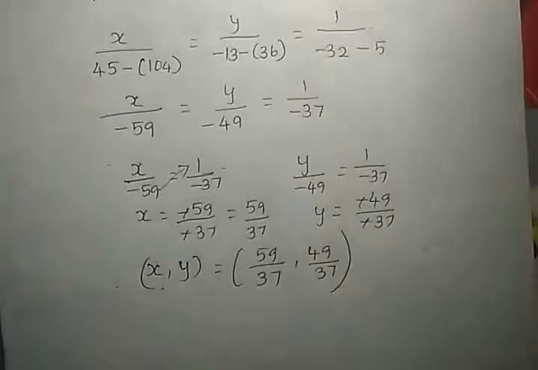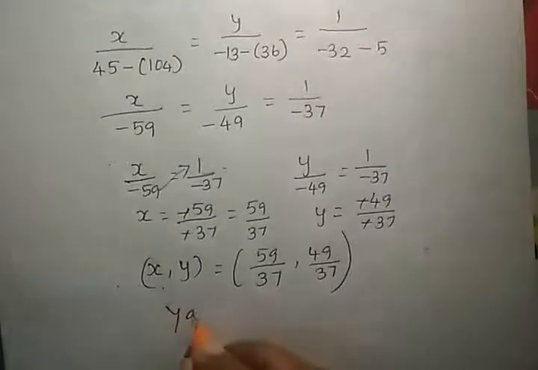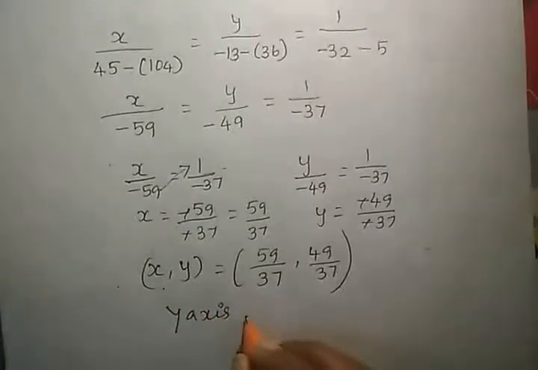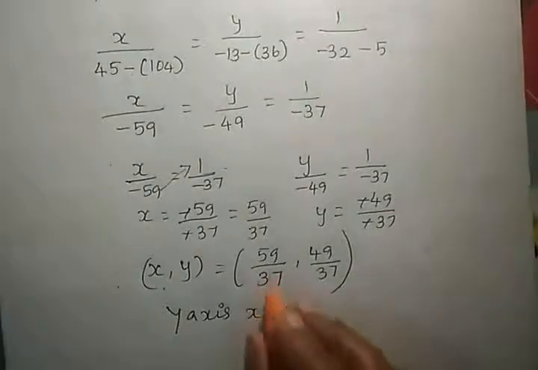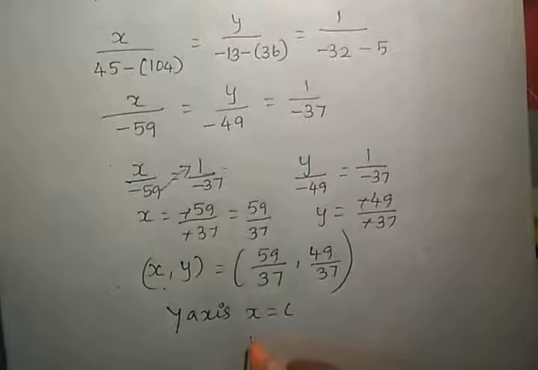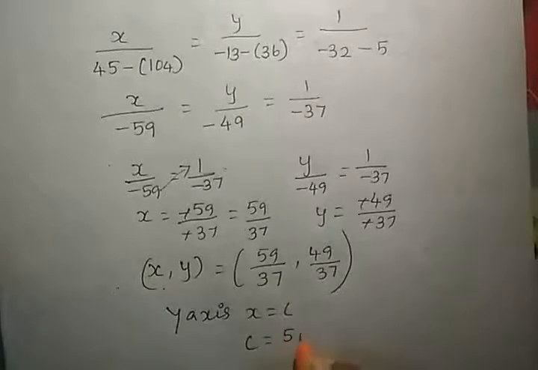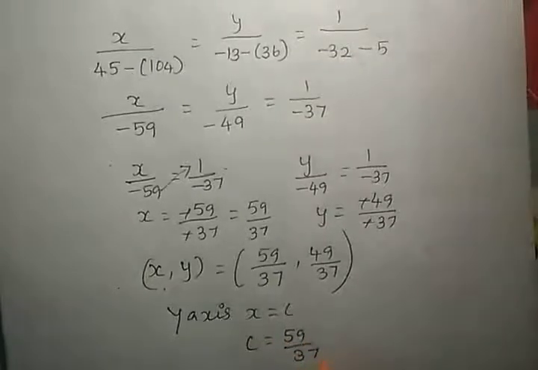They are asking the equation of a straight line parallel to the y-axis. So the line parallel to the y-axis is x is equal to c. The value of x is equal to 59 by 37. So that is x equals 59 by 37.